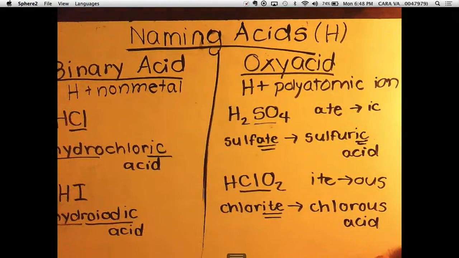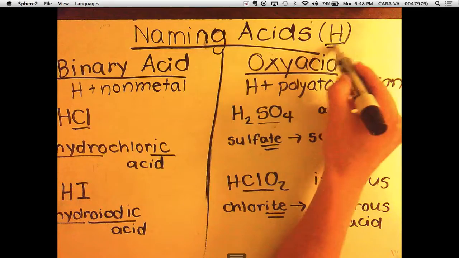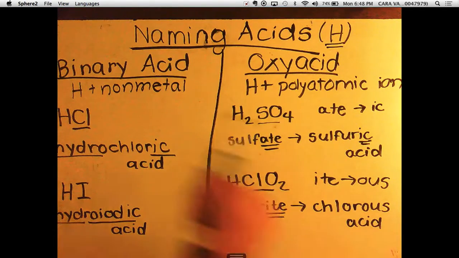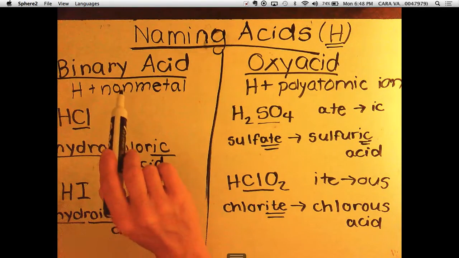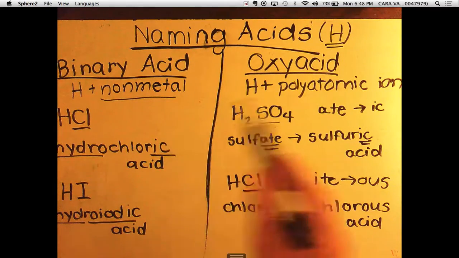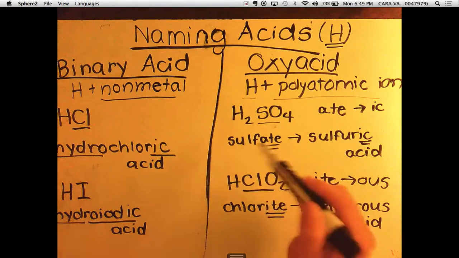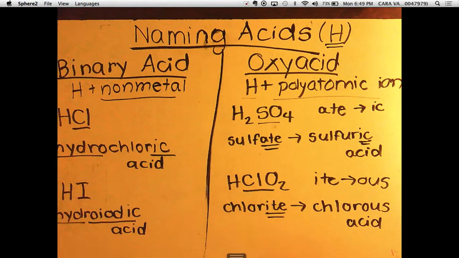Again, whenever we're looking at naming these acids, step one is when we see that hydrogen, we know that there's an acid there. And you've got two different sets of naming. You've got the binary acid, which is hydrogen and a nonmetal, or you have an oxyacid, which is hydrogen and a polyatomic ion. Each type of naming uses some different rules. Let's take a look at a couple more examples.